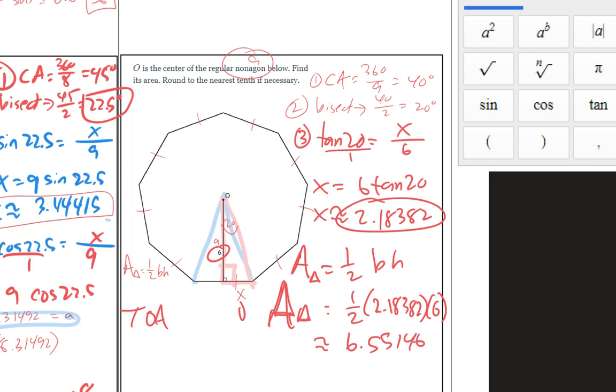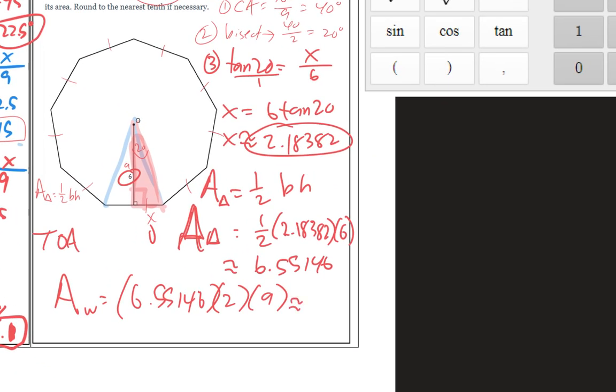Now that we've done that, we know that's the area of just this little triangle right over here. Once we have that, we need to multiply that times 2 times 9. So the area of the whole thing is equal to 6.55146 times 2 triangles times 9. That's going to be approximately, rounded to the nearest tenth, 117.9.